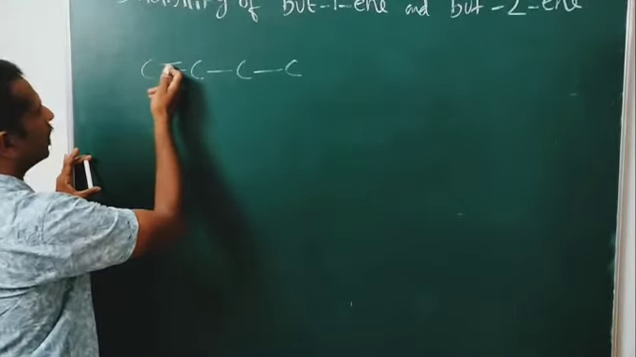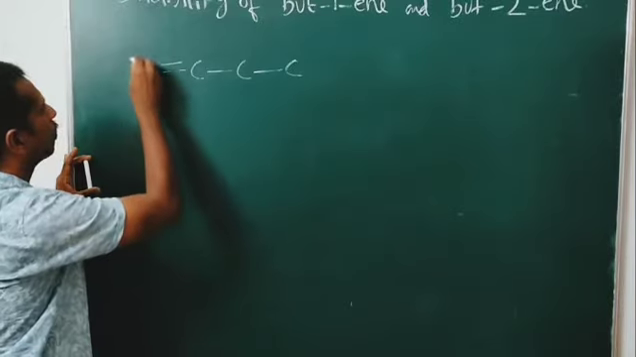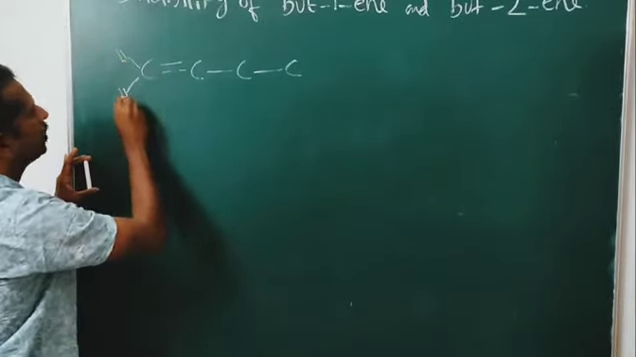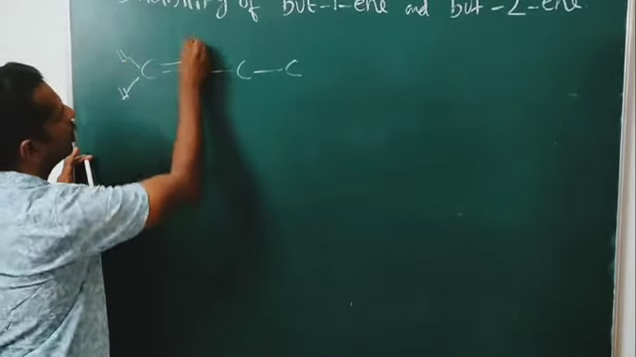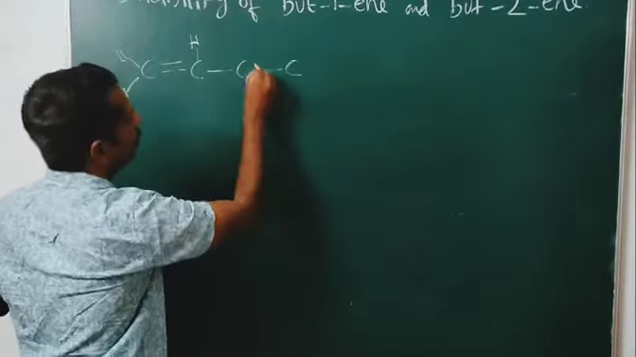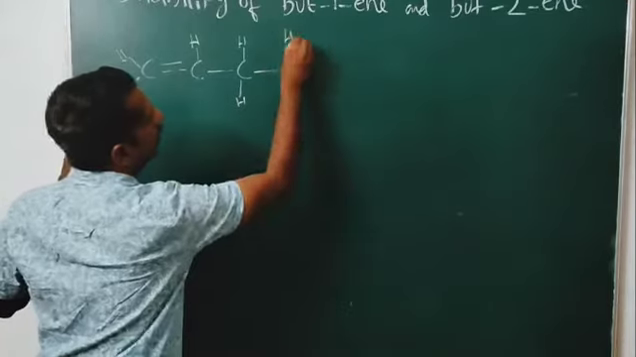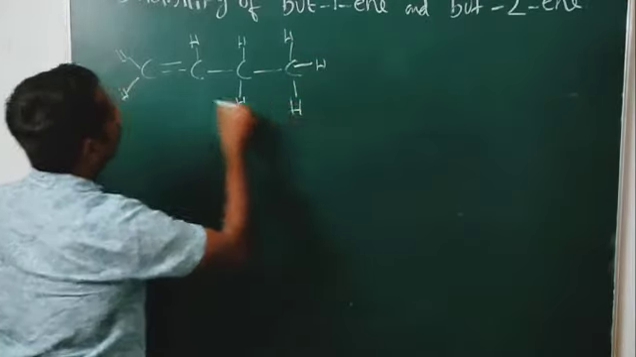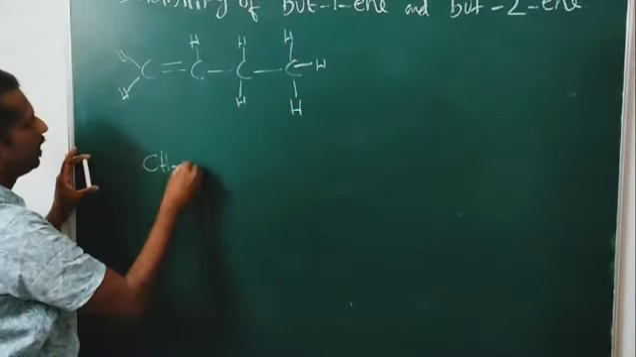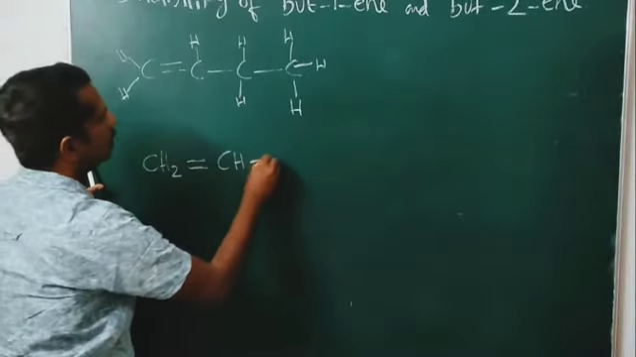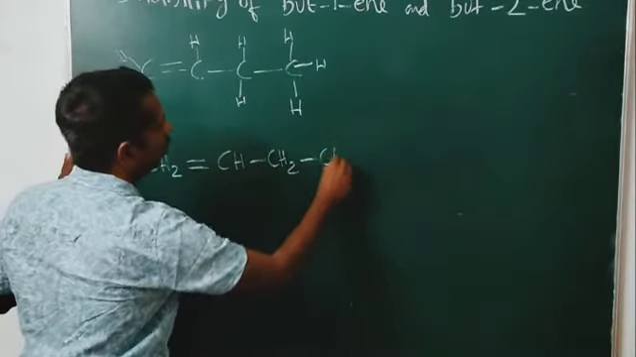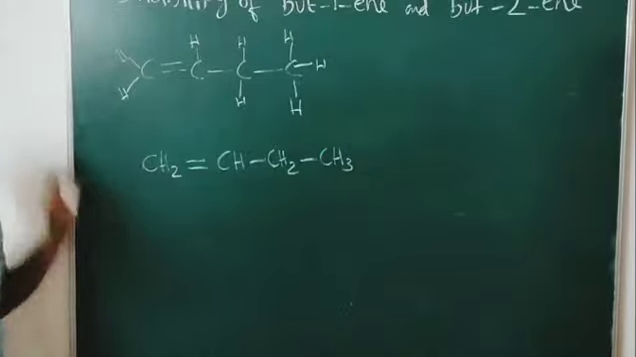So this carbon now has 2 bonds, remaining 2 more bonds, so here it is H. And here it has 1, 2, 3 bonds, remaining 1 hydrogen, and here it has 1, 2, remaining 2 hydrogen. Here it is only 1 bond, so 1, 2, 3. That means what is the structure of but-1-ene? CH2=CH-CH2-CH3. This is but-1-ene.